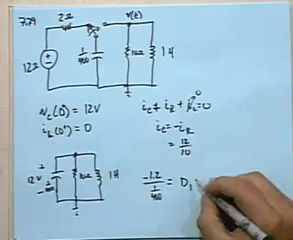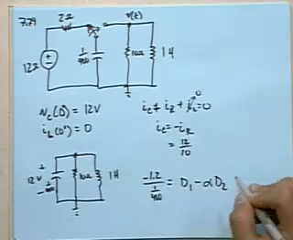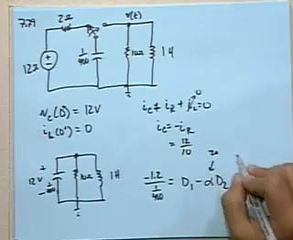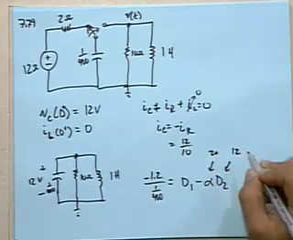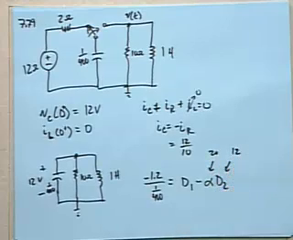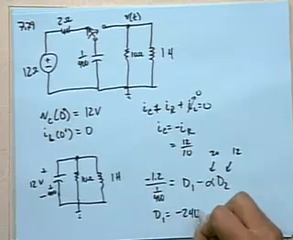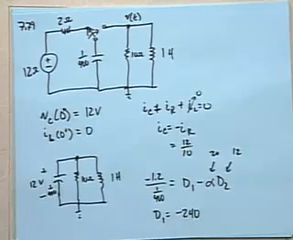d1 plus minus alpha d2. We had previously solved that alpha was 20, d2 was 12 based on initial conditions. When you do all of the rest of this stuff, you'll find that d1 solves to be negative 240. And what I had in the solutions was positive 240. So that's a correction you'll need to make to the solution manual for that.